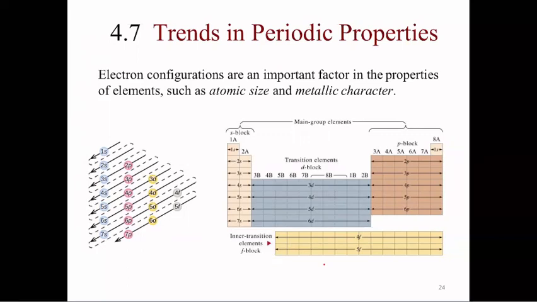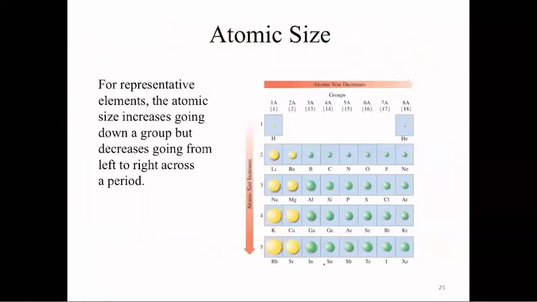If you look at section 4.7 in the textbook, there is another trend that is called ionization energy. You guys are not responsible for knowing ionization energy. So the only 2 trends that you guys need to know are atomic size and metallic character. And these are the trends. Let's start with atomic size.